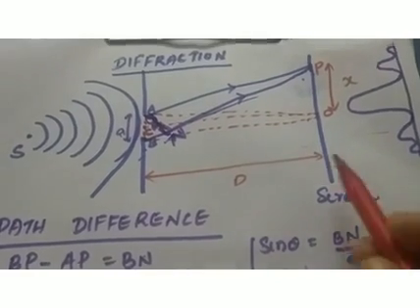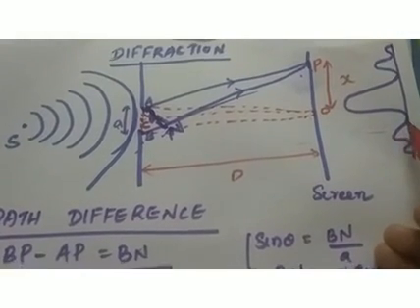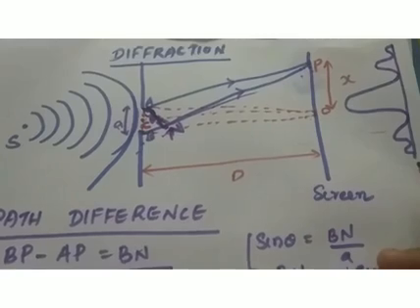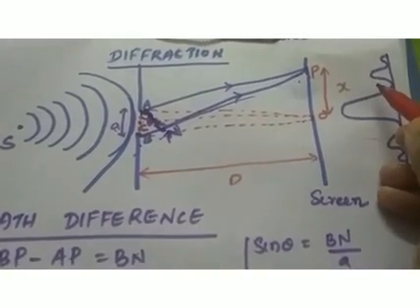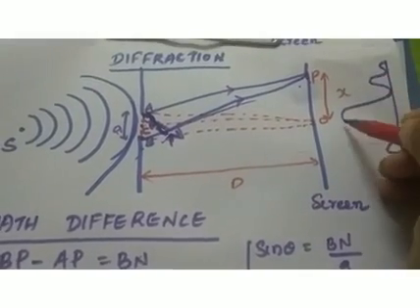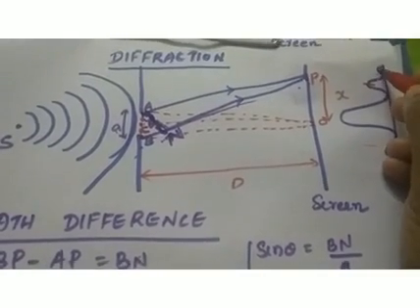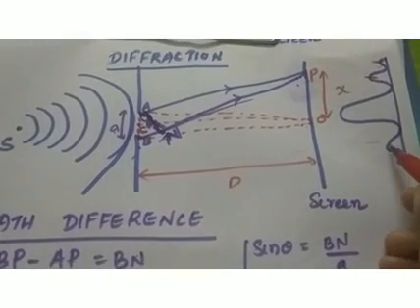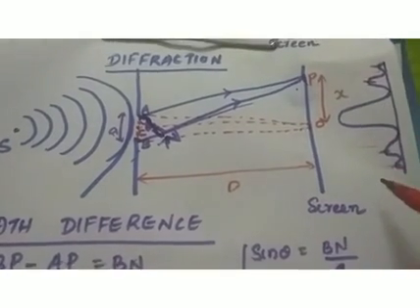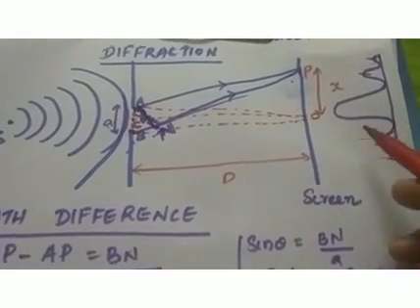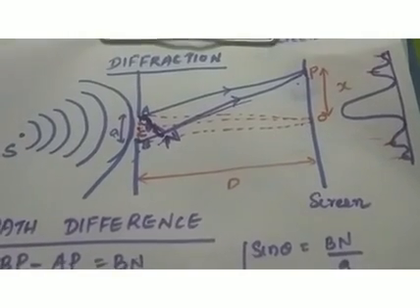Okay. Now next we can explain the formation of secondary minima and secondary maxima. So what is secondary maxima? The maxima coming soon after the central maximum are secondary maxima. So this is a secondary maxima. This is a secondary maxima. Similarly, this is a secondary maxima. These are the maxima following the central maximum. And what is secondary minima? The minima following the central maximum.